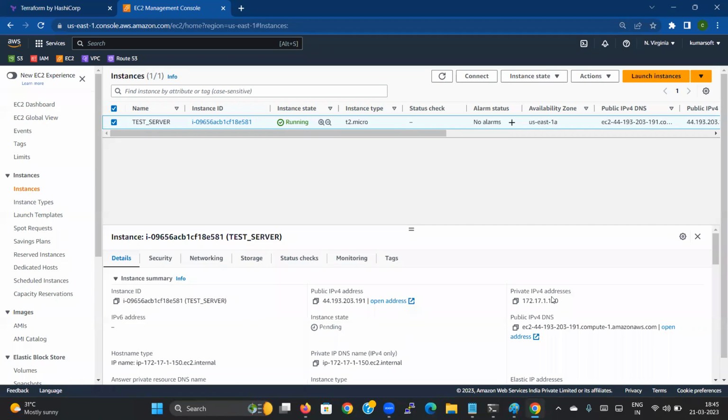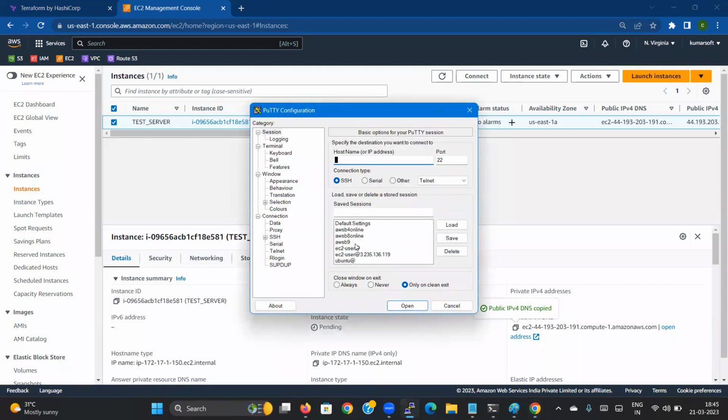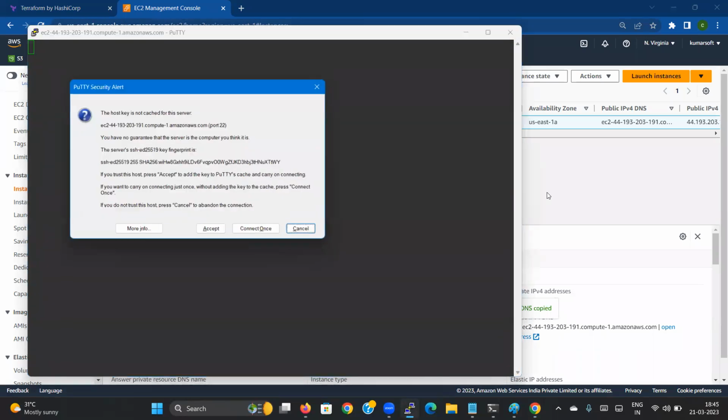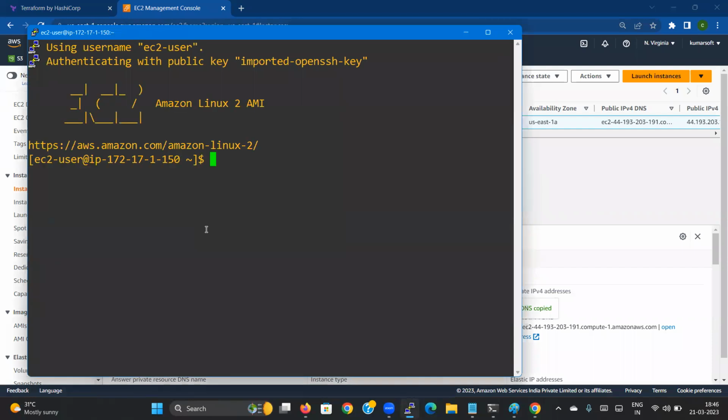What is this public IP? What is the private IP? We will discuss that. But as of now, I copy this public IP and I have an application called PuTTY. With this PuTTY, we can log in to our server. I will tell you how to log in, how to generate the private key and public key, everything in detail. Don't worry. Just to show you, am I able to connect to my server? Here you can see, yes, I am able to connect to my server.